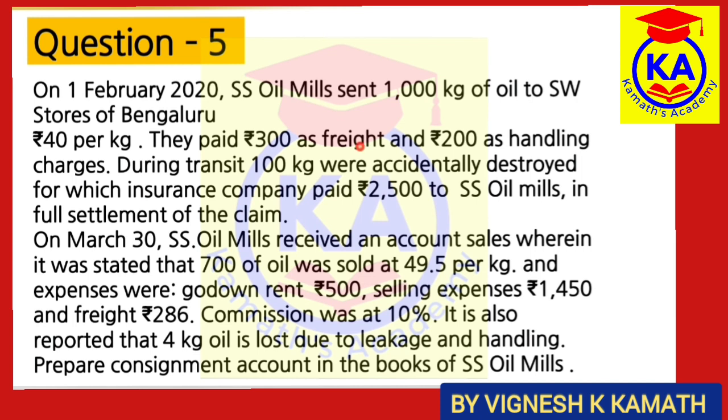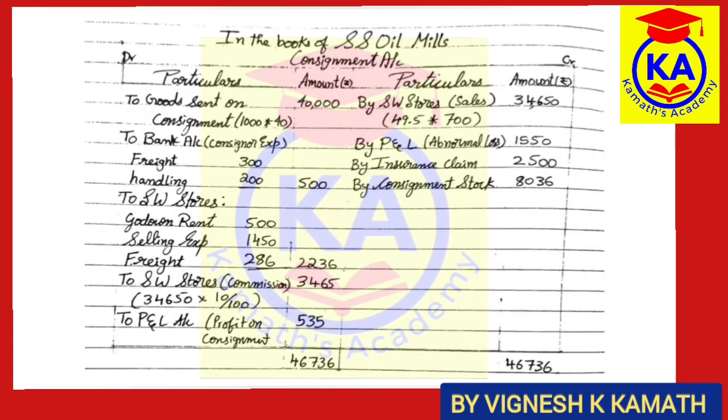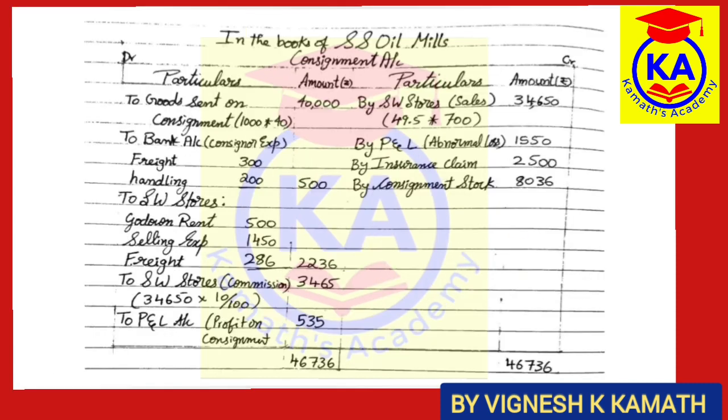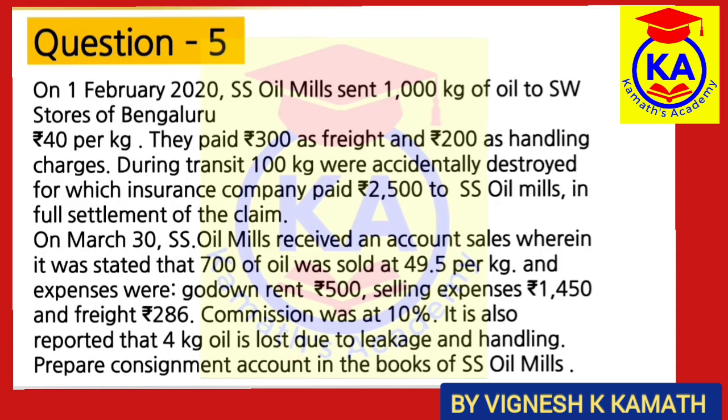So what are the consigner expenses? 300 as freight, 200 as handling charges, right? The same thing to bank. In bracket you have to write consigner expenses, freight 300, handling charges 200, 500 outside in the amount column. Now we have to write consignee expenses, right? To SW Stores, in bracket we have to write consignee expenses.